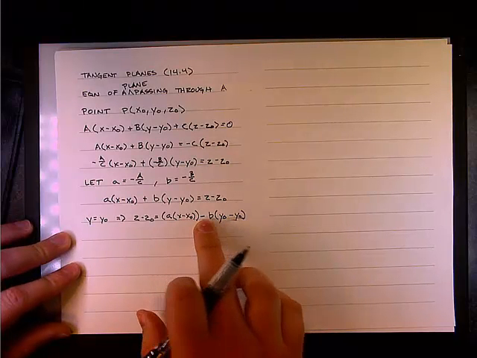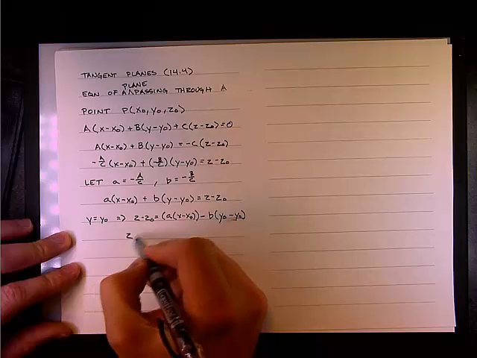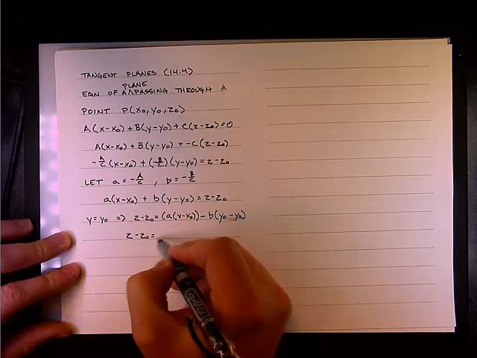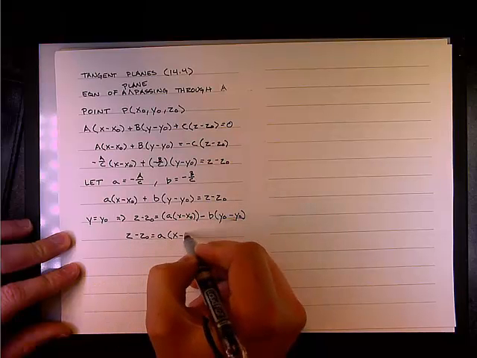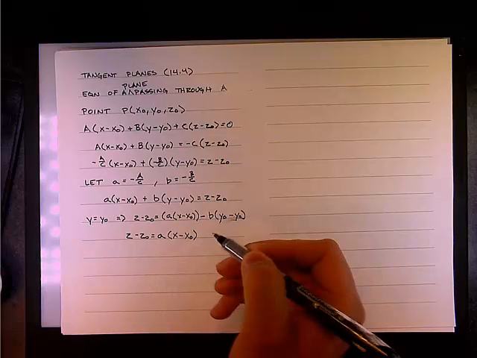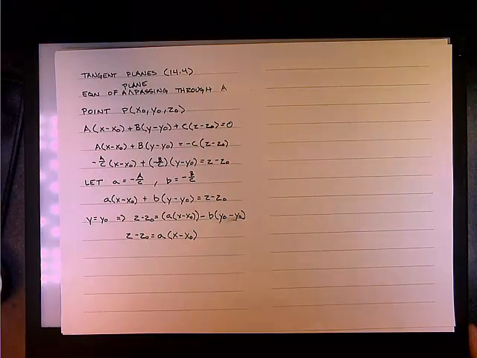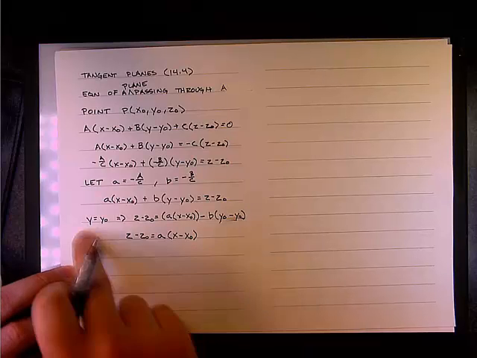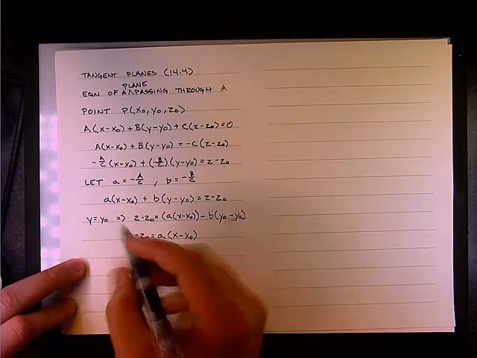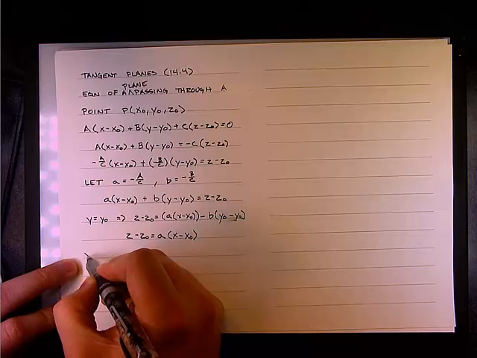And here's where I did my substitution. Now evaluating this is going to go to 0, so that b term is going to go away, and we're going to be left with z minus z naught is equal to a times x minus x naught. So now we have a kind of a line that's going to be tangent to a point on our plane.